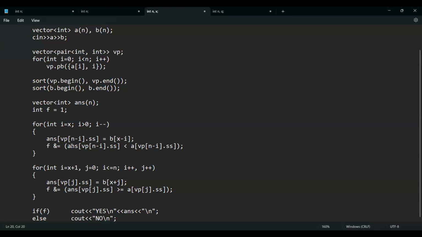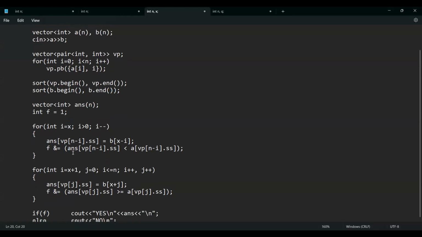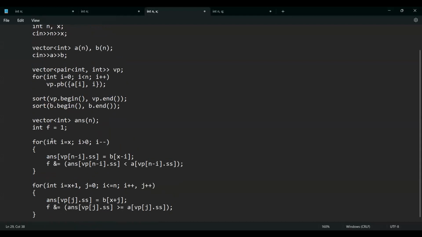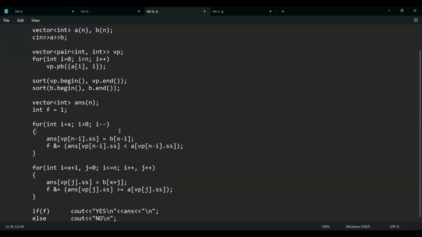So answer is nothing but rearranged array B. So you can check it here also. So if it is exactly equal to X, then your answer is yes and print the answer vector. Otherwise your answer is no. But I have done it here only. So while assigning these X values, I'm checking for this at this index. If this is more than this, these are the same indices. This is index and this is index.